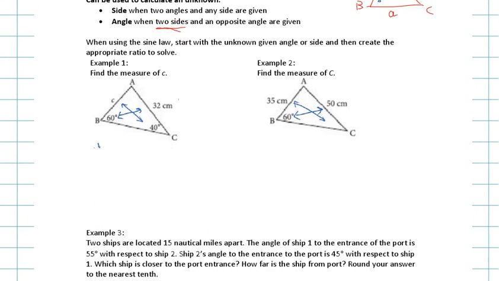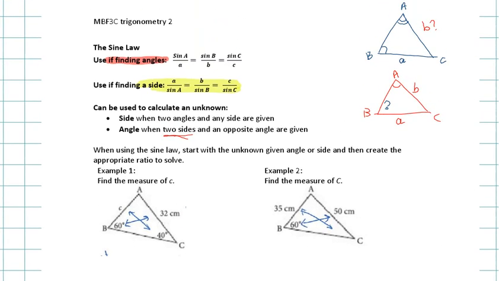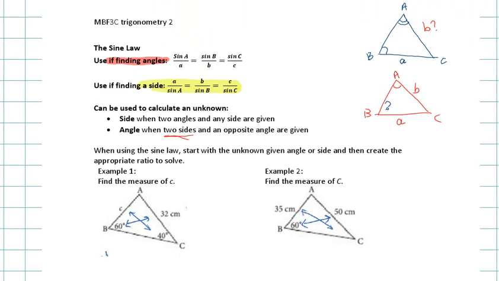When you're doing the sine law, you're only going to use two of the three ratios. So you either use A and B, A and C, or B and C. You can't use all three of them together. You only have to pick two.